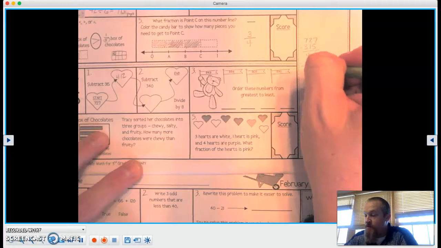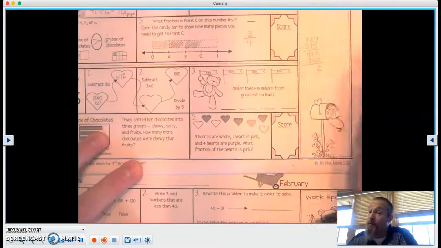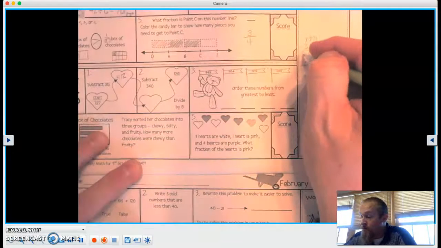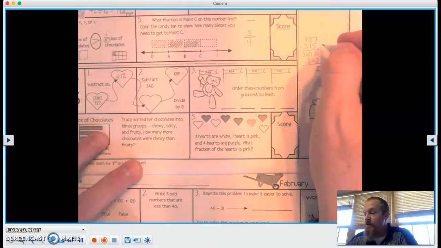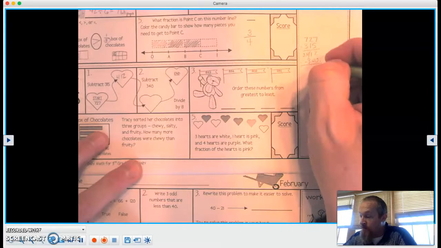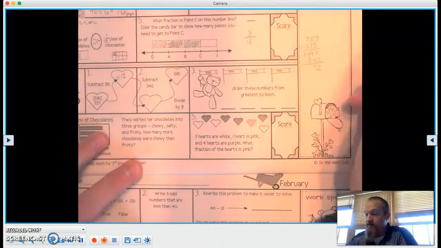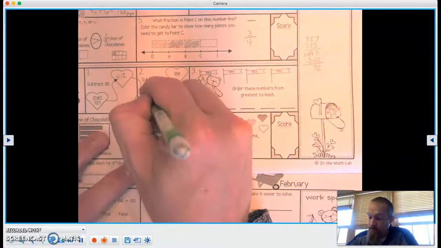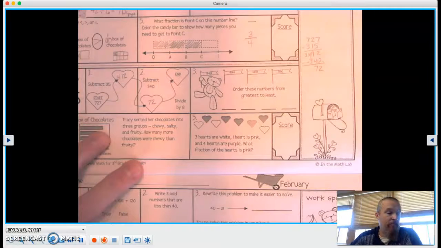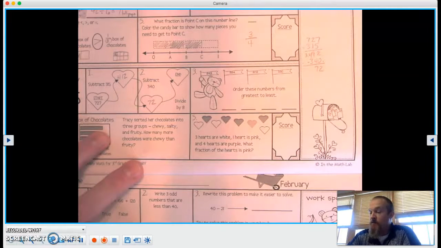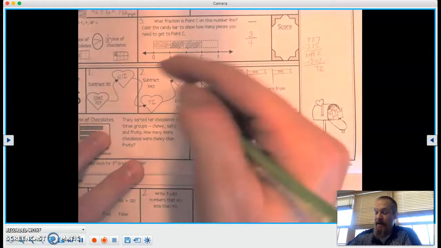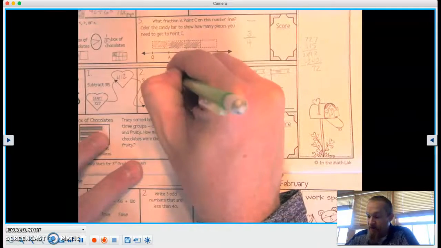2 minus 0 is 2, 1 minus 3, more on the floor, got to borrow from next door. 11 minus 4 is 7, and 3 minus 3 is nothing, so 72. And then it says divide by 8. So 72 divided by 8 equals 9.